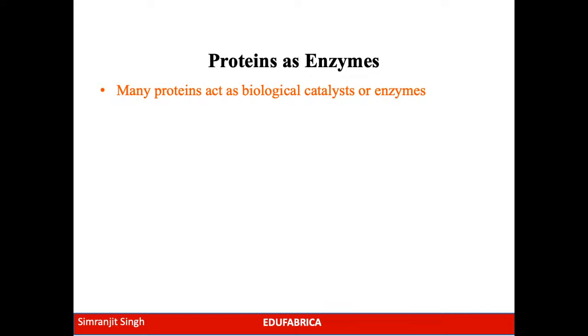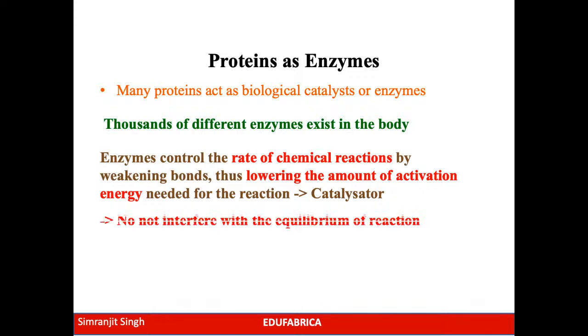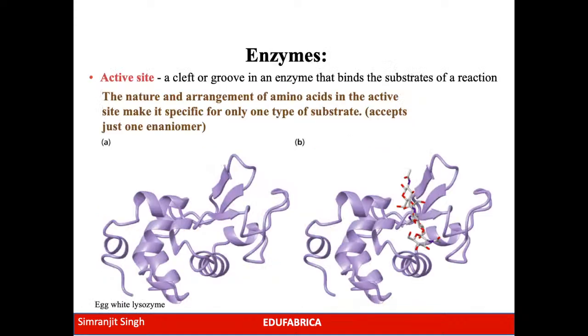So proteins as enzymes. Many proteins act as biological catalysts which help to speed up the reaction. Thousands of them are present in our body, which control the rate of chemical reactions by weakening the bonds, thus lowering the amount of activation energy needed for the reaction. So they act as catalysts. They do not interfere with the equilibrium of the reactions and they are reusable. They play a role in anabolic reactions, catabolic reactions, and metabolic reactions, and they are pretty prominent.